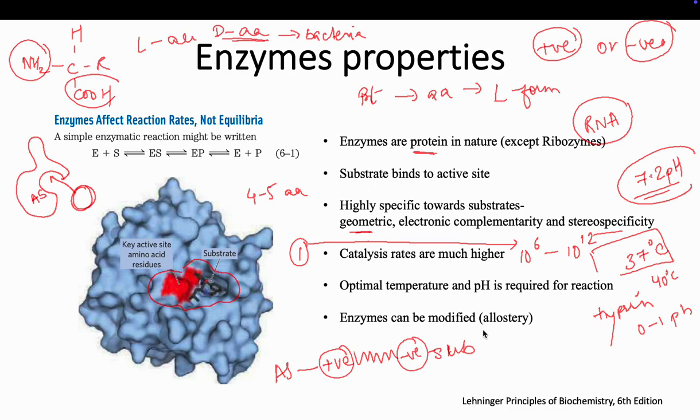And enzymes can also be modified by allostery. So what is allostery? We'll learn this in future classes. But enzymes could be modified, they could be either phosphorylated, methylated, acetylated, okay. There could be different covalent and non-covalent modifications on the enzyme, okay. One of these is allostery, okay. Allostery could be either positive or negative. So positive allostery will increase the binding or specificity or the reaction rate, whereas negative allostery will decrease the rate of reaction of enzymes, okay.